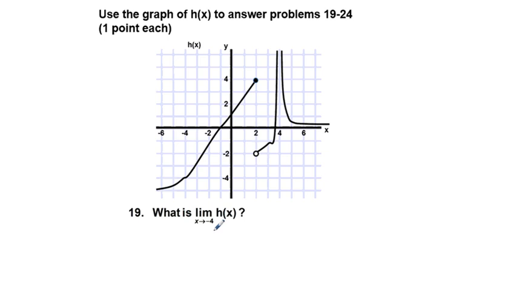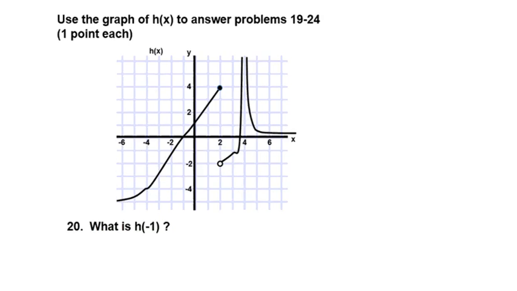What is the limit as x approaches negative 4 of h of x? And so here we go over to negative 4, and it's pretty clear that our answer here is going to be negative 4. Next, 20. What is h of negative 1? So we go to negative 1, and at negative 1 it looks like we're just crossing the x-axis, so our answer to this one's going to be 0.